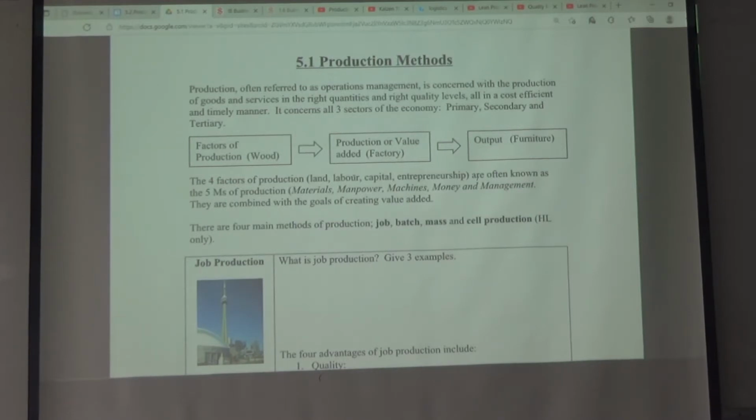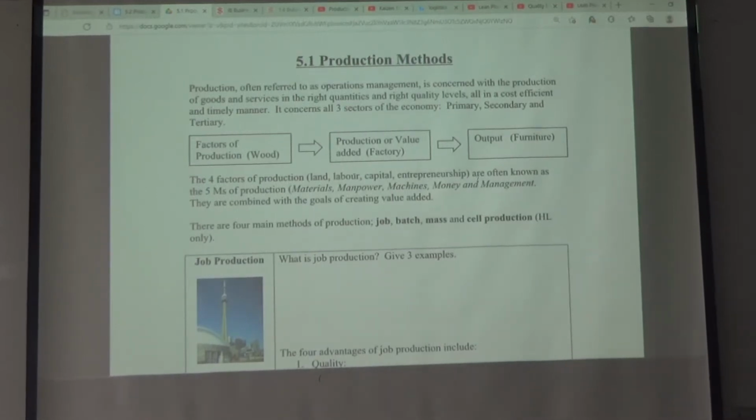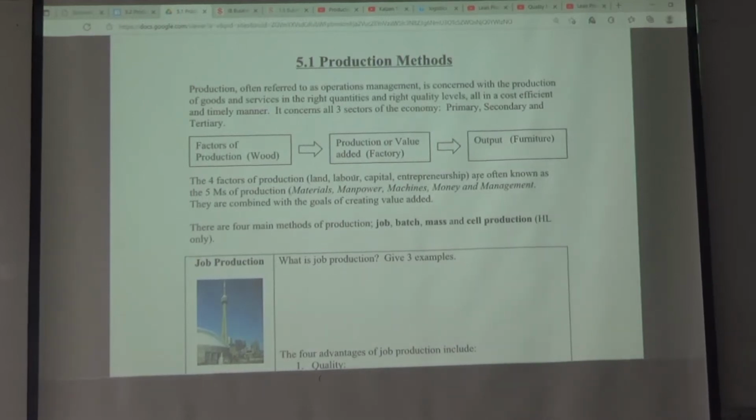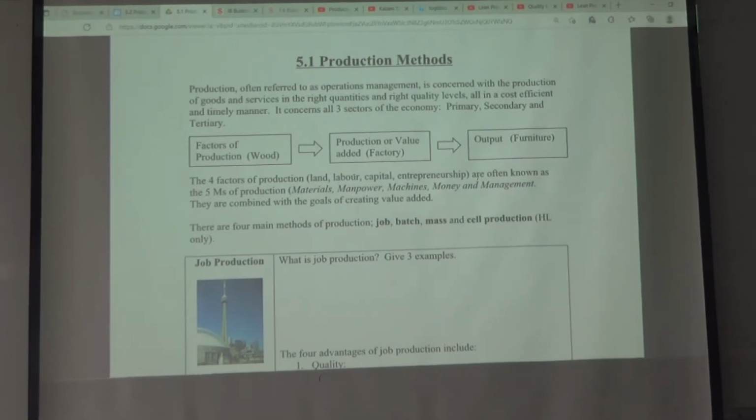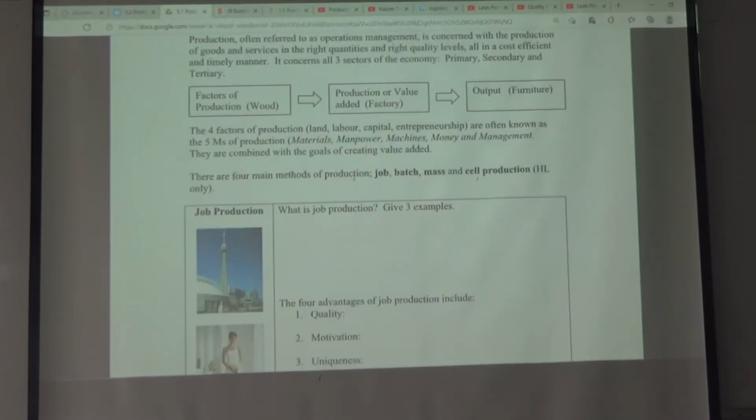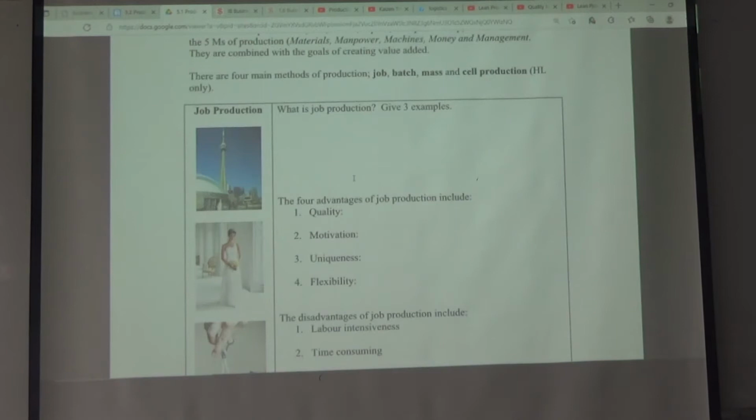So here they're talking about the 4 factors of production: land, which could be farms or factories, labor, capital, and the person who's got the idea to bring them all together, the entrepreneur. And sometimes they're called the 5 M's: materials, manpower, machines, money, and management. But nonetheless, I just wanted to point out again these advantages and disadvantages in case you didn't review.